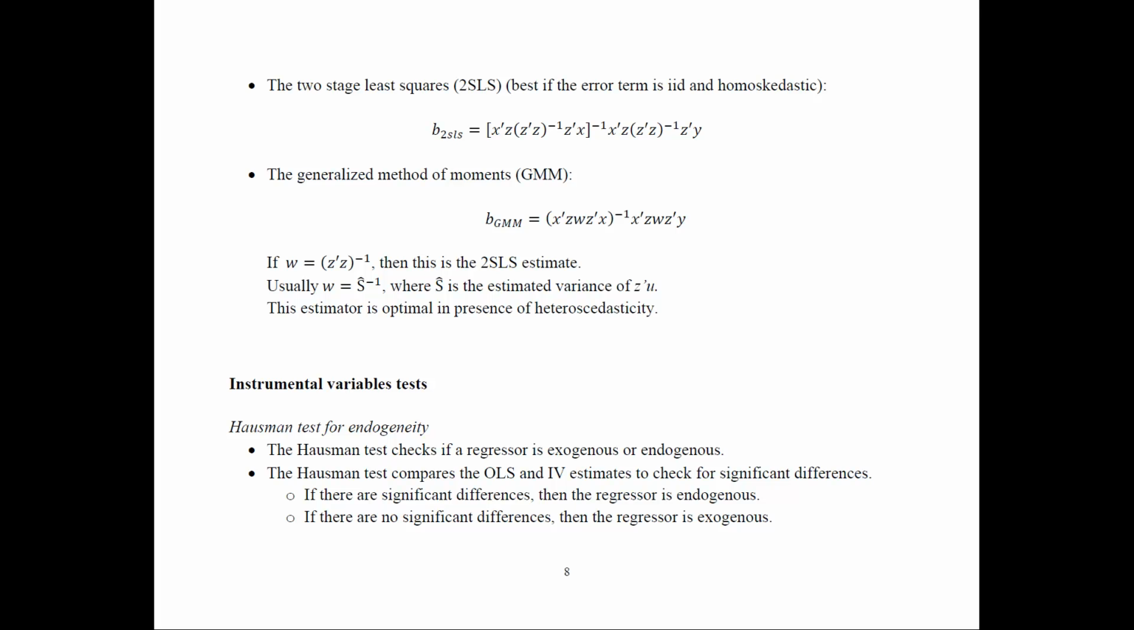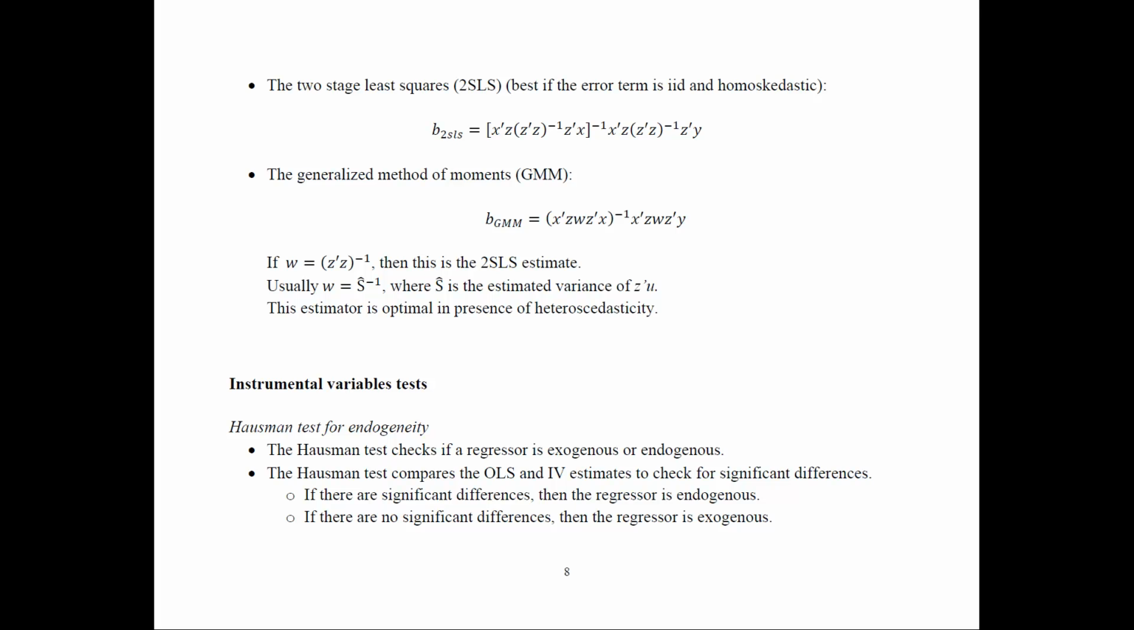Next, I will talk about the instrumental variable tests, and you need to test for endogeneity so that you can justify the use of these instrumental variables. The first one is the Hausman test for endogeneity. So the Hausman test would check if the regressor is exogenous or endogenous. How does it do it? It compares the OLS and the IV estimates to check for significant differences.